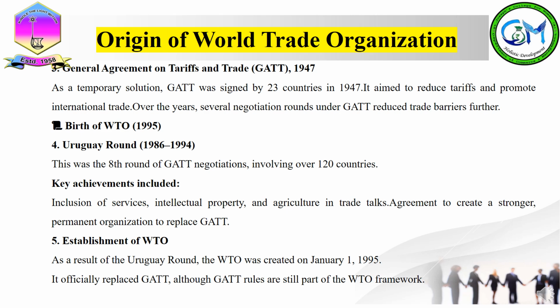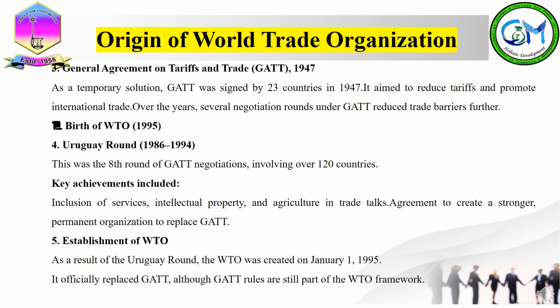And what are the key achievements? The inclusion of services, intellectual property rights and agriculture in trade talks, and an agreement to create a stronger permanent organization to replace the GATT. So in that Uruguay Round, they decided to create a stronger permanent organization to replace the General Agreement on Tariffs and Trade.